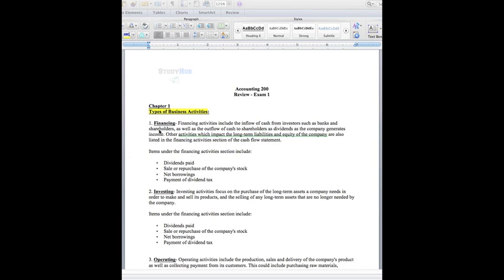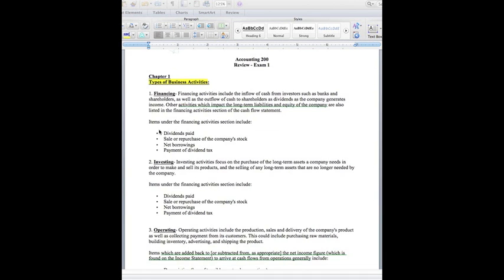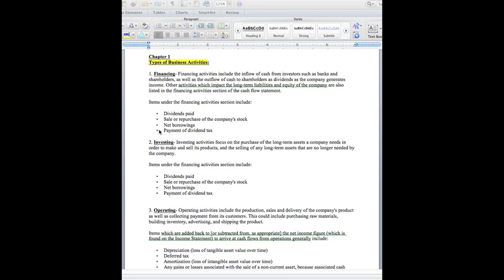So financing, as you have probably read from the review, talks about dividends paid, sale or repurchase of the company's stock, and payment of dividend tax. Financing items are typically things that would be done to shareholders. They also have to do with stock. So the best way that I think about financing is to think about the stock and dividend side, the shareholder side of a company, to help keep that separate in my mind.